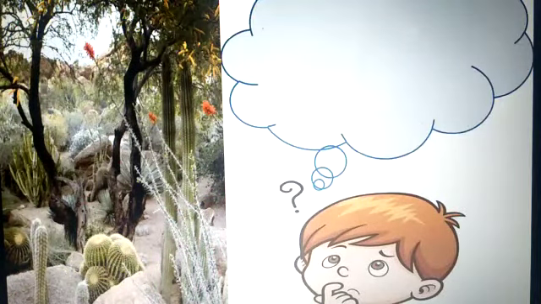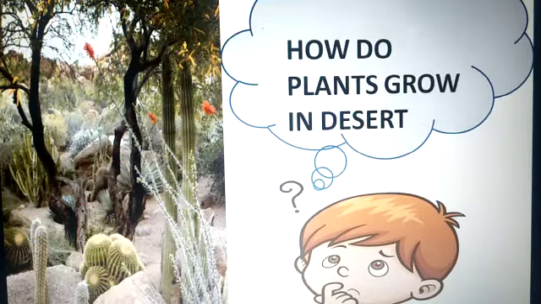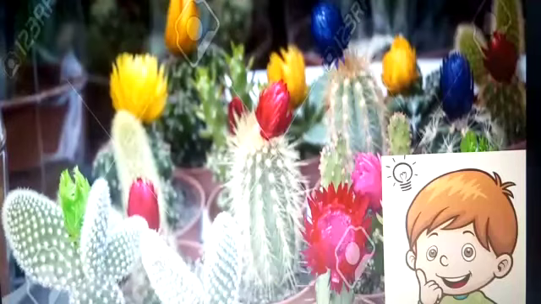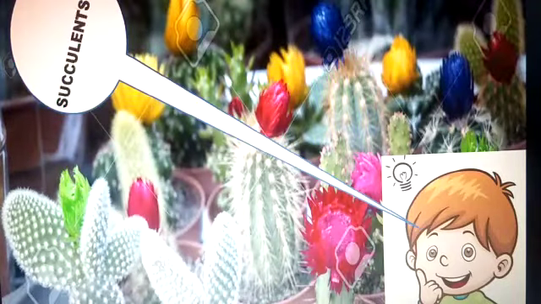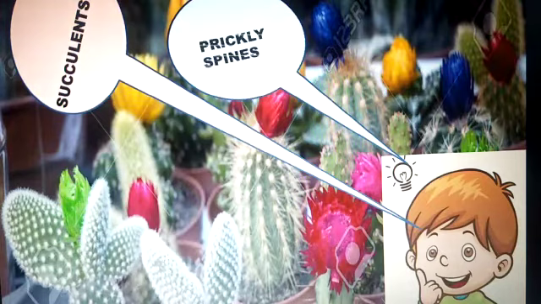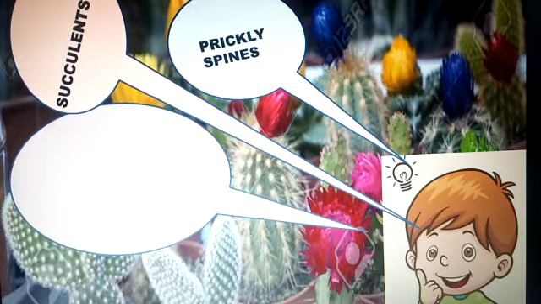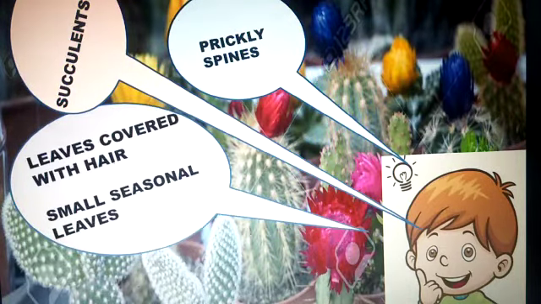But how do plants grow in deserts? Plants grown in deserts are called succulents, as they store water in their stems or leaves. They have prickly spines which prevent animal eating and reduce water loss. Some plants have seasonal leaves.